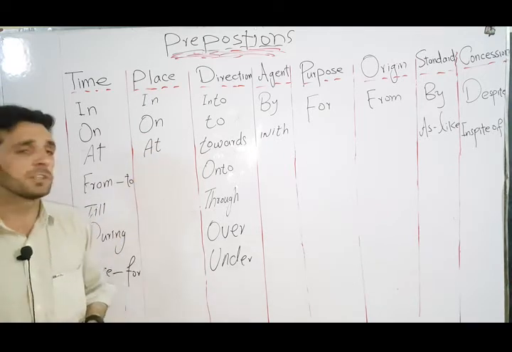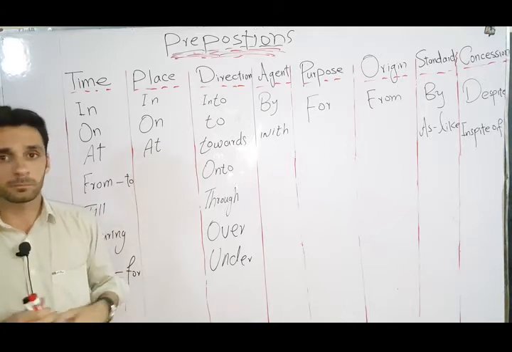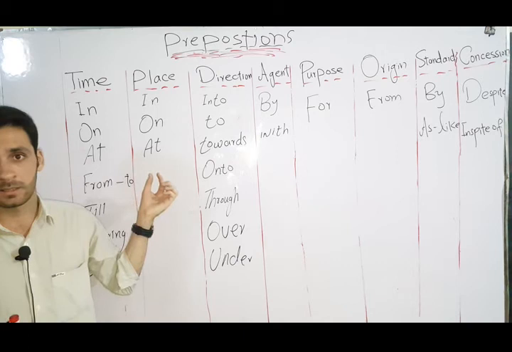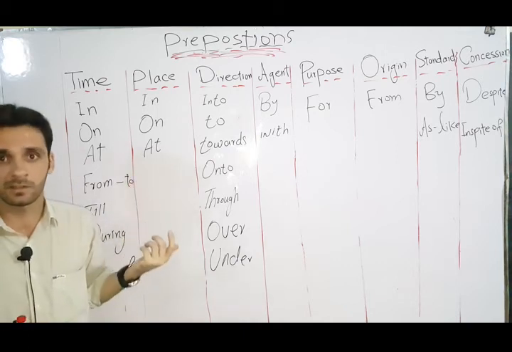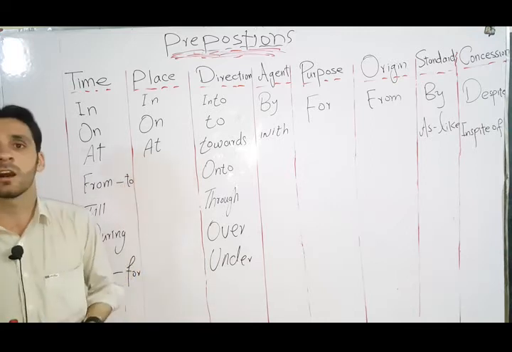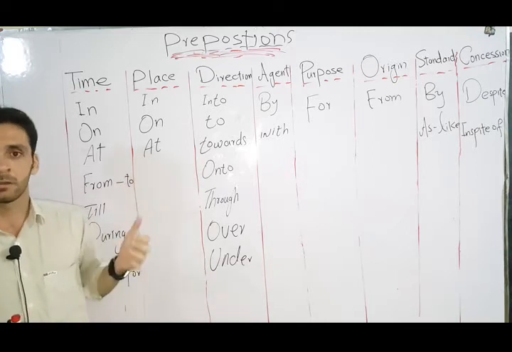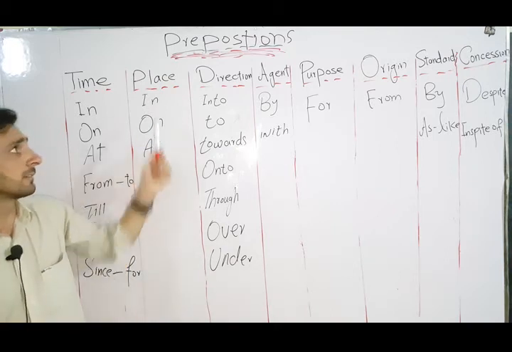Next, at. We use at to mention a specific area. So if we received a call during our date, we will say we are at the restaurant, which expresses a particular place.